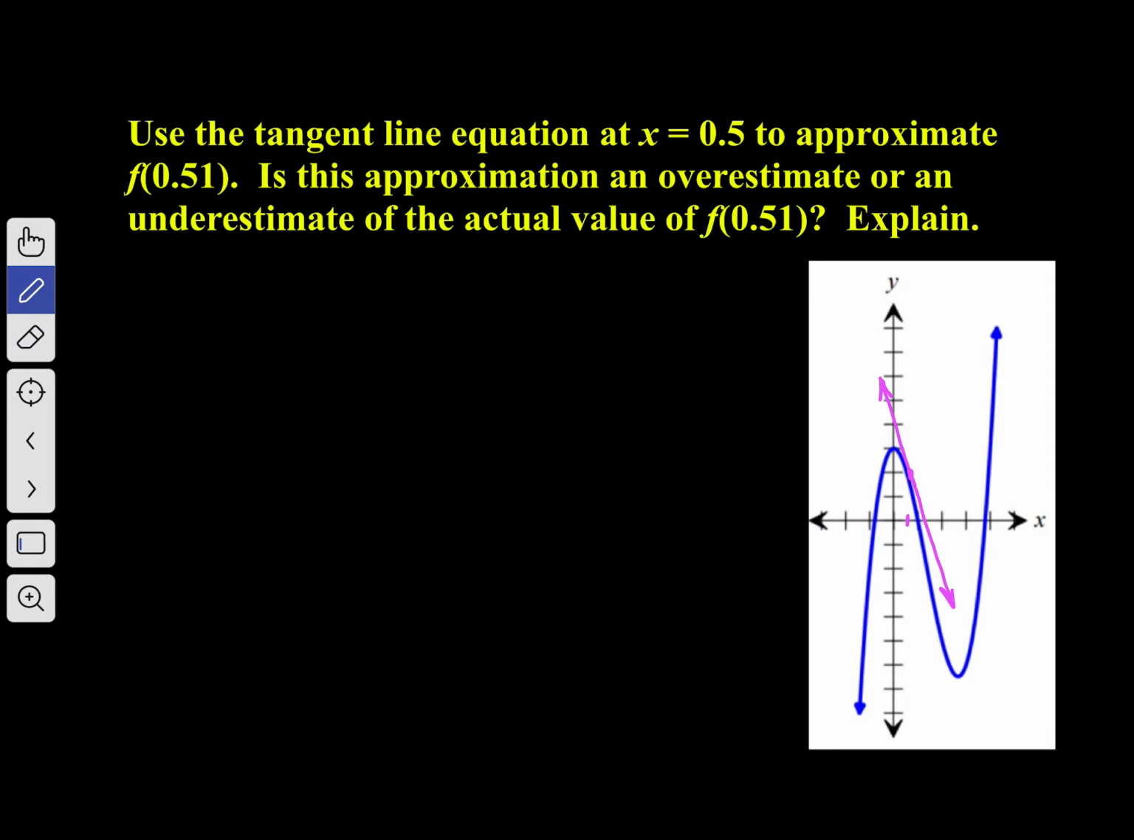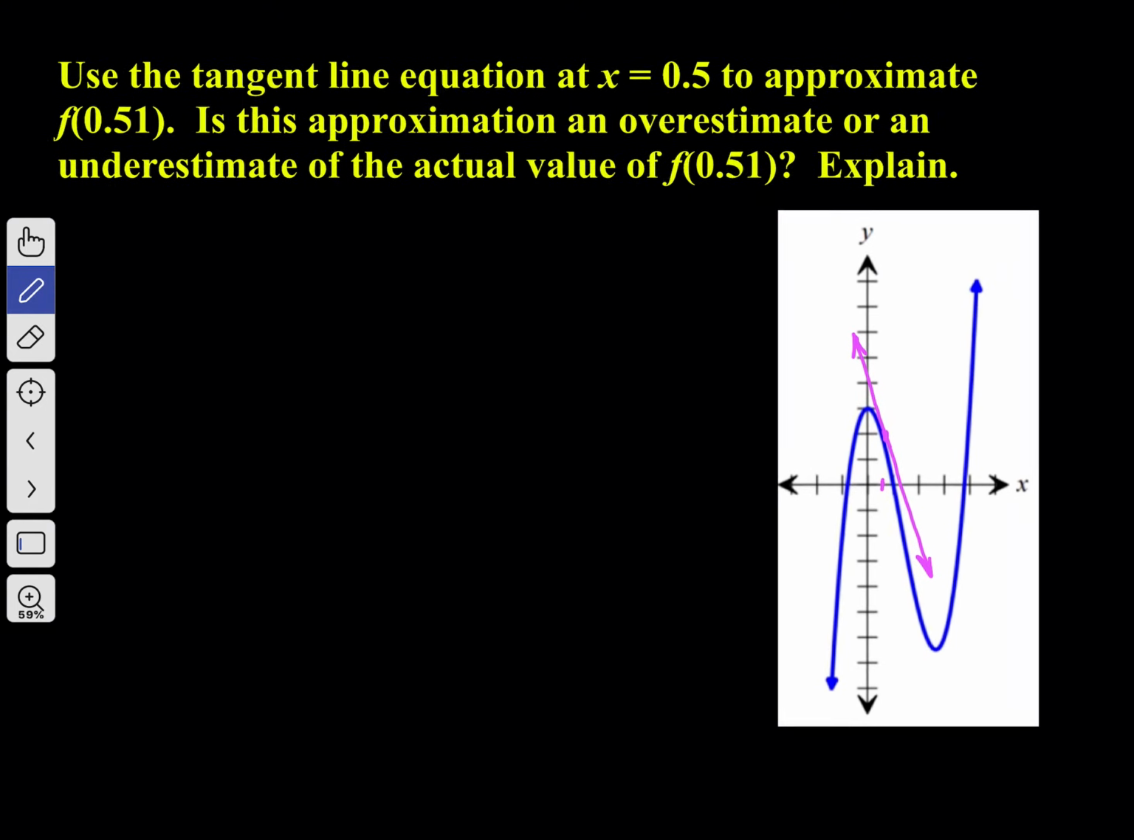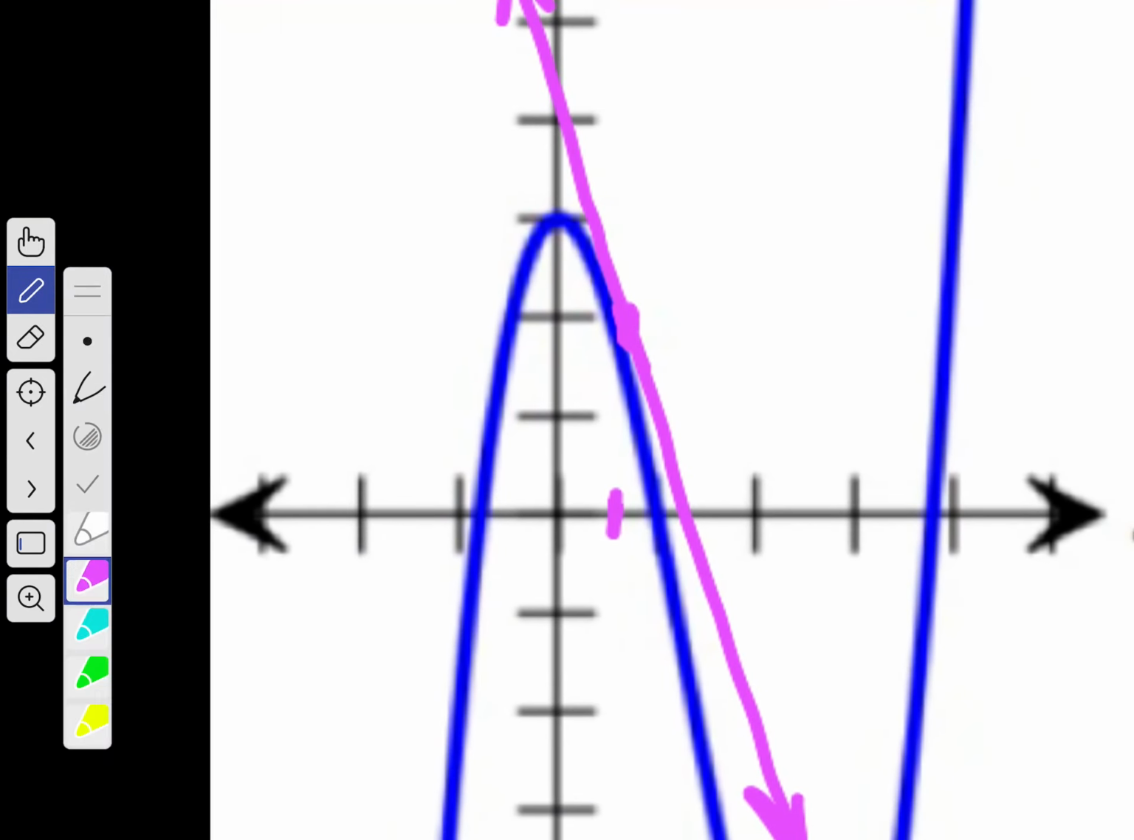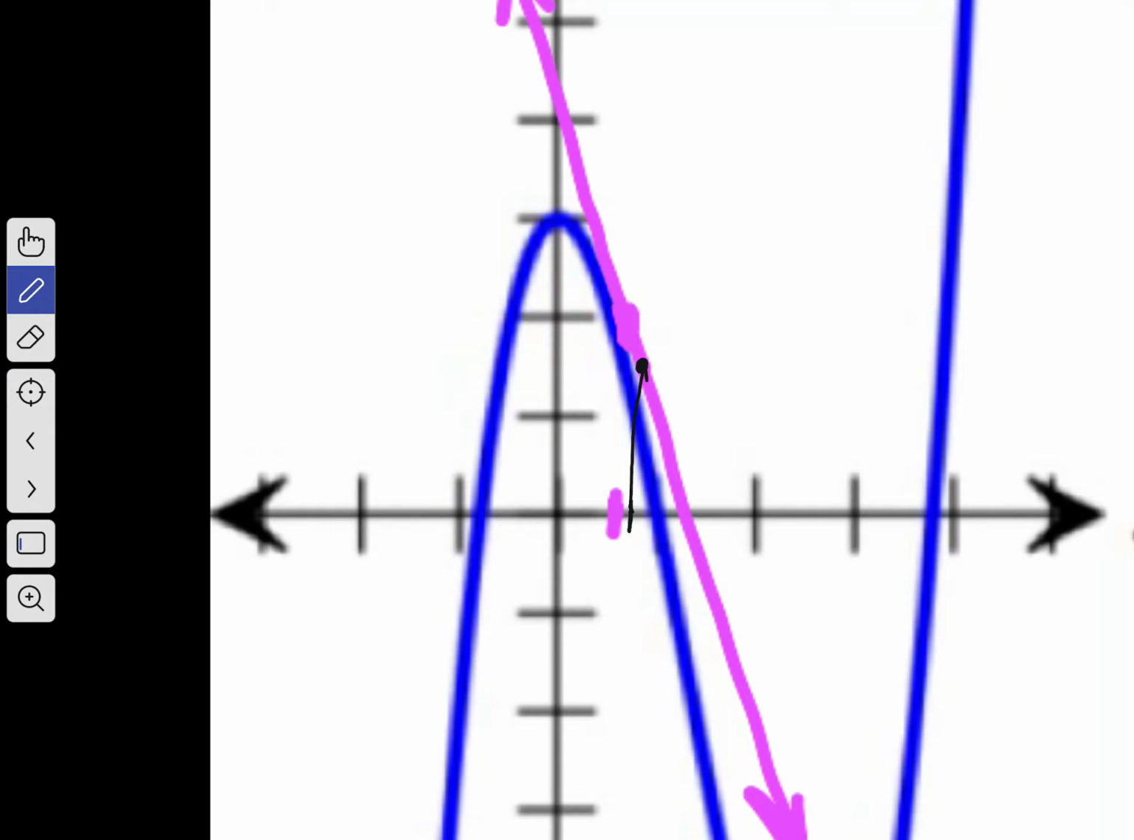So it says use the tangent line equation, and I wish I could zoom in. Oh, I can't zoom in. Oh, I can zoom in. There we go. Okay, I'm learning. So 0.51 is just somewhere right in here to the right. Let's see if I can come up with a better color. I'll just use black. So 0.51 is right here.